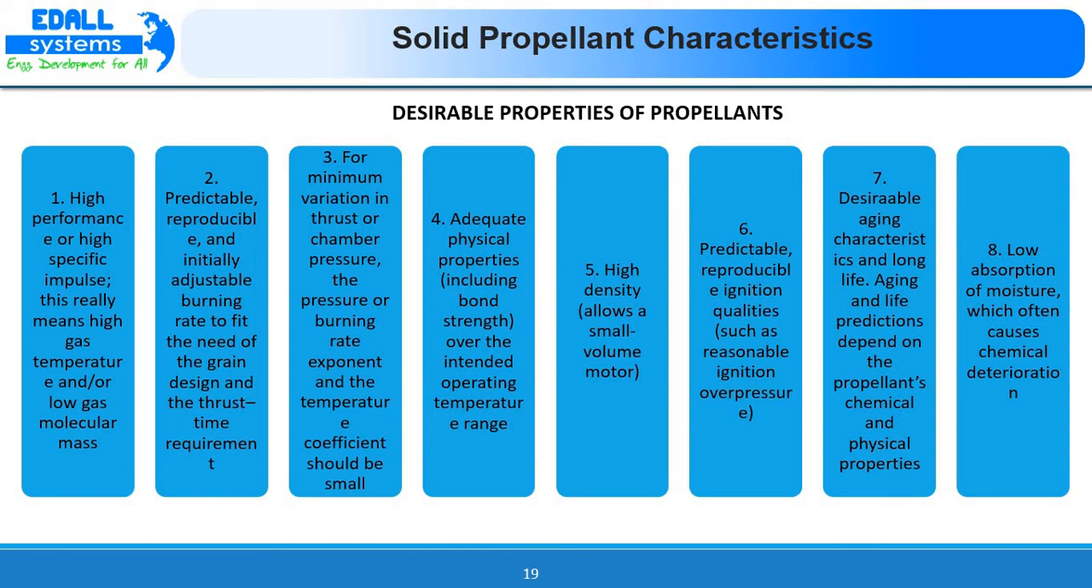Then the third one, that is for minimum variation in thrust or chamber pressure, the pressure or burning rate exponent and the temperature coefficients should be small. So the burning rate exponent and the temperature coefficients should be small for minimum variation in thrust or the chamber pressure. Then adequate physical properties including bond strength over the intended operating temperature ranges should be good.